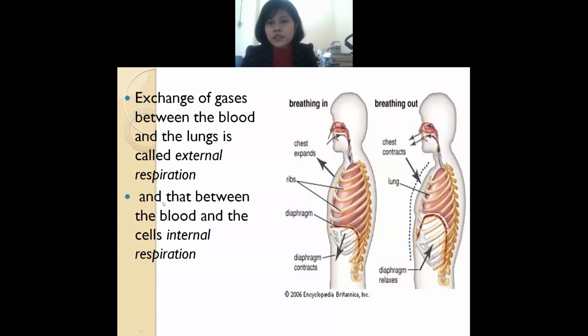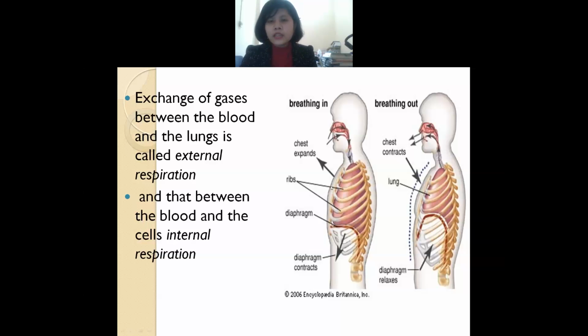And in the next one, that is breathing in, that is internal respiration, what will you find? You will find that there is exchange of gas between your blood and your cells. That is internal respiration. What happens here? Your chest will expand. Expand means it will grow in size.